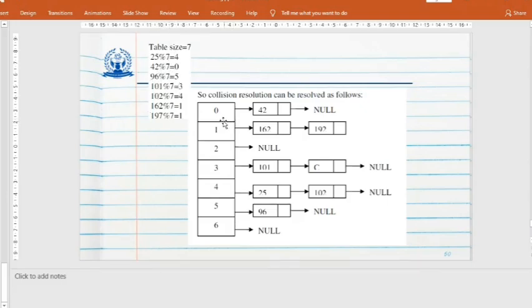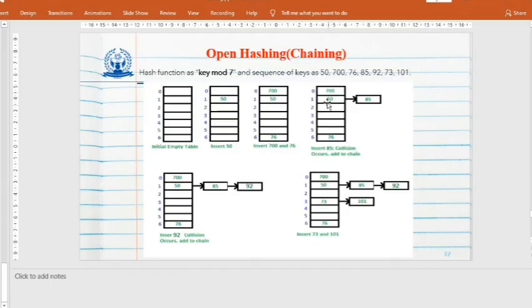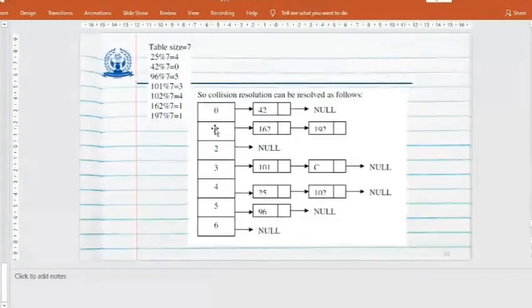So in the previous case, at location 1 we were having 2 numbers. Instead of storing like this, we are storing the index value here, and from the index value we are using a linked list to store all the key values. If there is no number, we can use a null value like this.